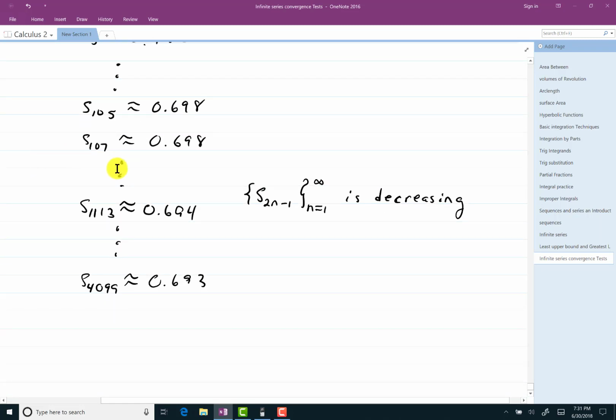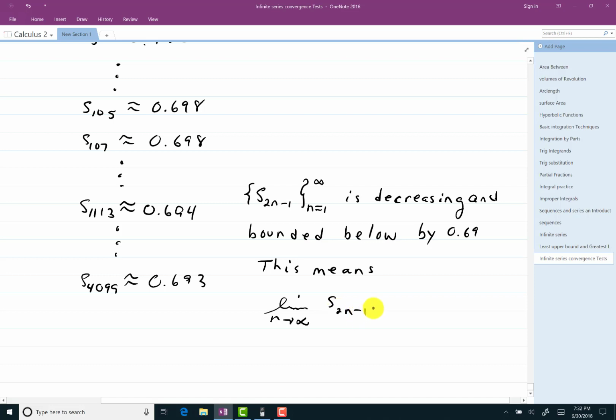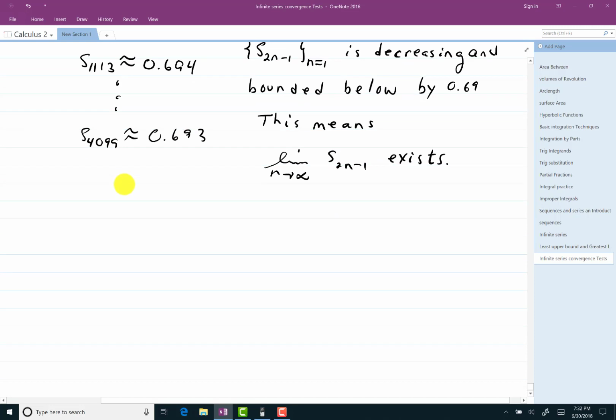But you can see I'm starting to lock in some digits here. 69, 69, 69. My calculator can't do a lot higher than this, but 0.693 was locked in actually. And it's bounded below. It is bounded below by 0.69 probably. But I could actually just say it's bounded below by 0. It doesn't matter. All I need is to show that it's decreasing. It doesn't have to be decreasing from the beginning. It just at some point on it has to be decreasing. And it's bounded below by a certain number. That implies that the limit as n goes to infinity of the S sub 2n minus 1 exists. So the odd sums exist. The limit, that is.